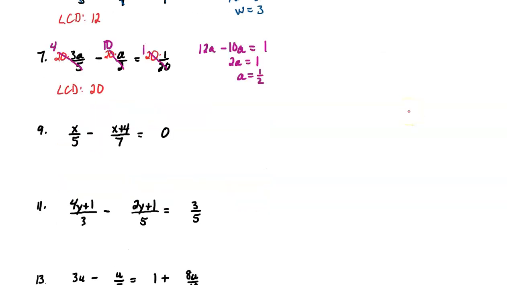Number 9, the LCD of the denominators 5 and 7 is 35. Multiply each term by 35. Put parentheses around that binomial to remind you later that you need to do the distributive property.